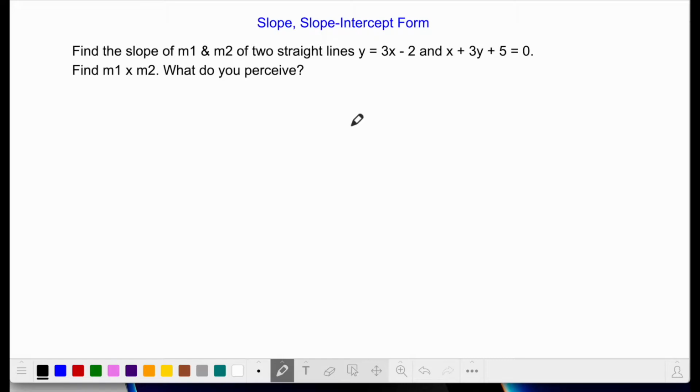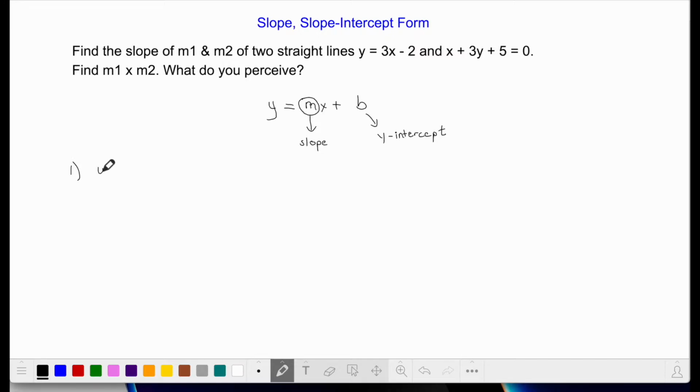In order to find the gradient from the equation, we can use the concept of slope-intercept form. The slope-intercept form is y is equal to mx plus b, where m stands for the slope and b stands for the y-intercept. The y-intercept is where the graph cuts the y-axis, and usually m is the coefficient of x.